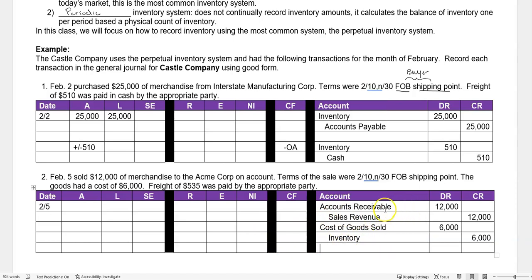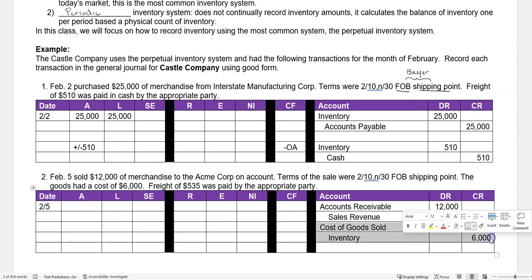I hope not, because we're out of lines, but FOB shipping point, the buyer pays the freight. So this $535 would actually be paid by Acme Corporation, not us. We're the seller in this case. All right. So how does that impact?